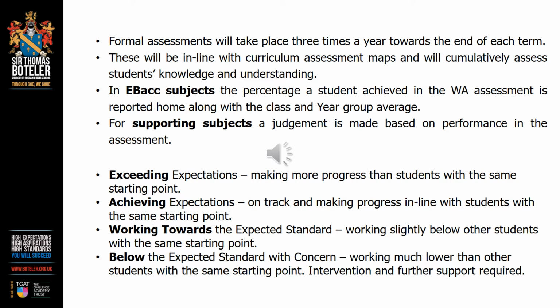One judgment might be exceeding, where students are exceeding expectations, making more progress than students with the same starting point. Another judgment may be achieving, where a child is achieving expectations, meaning they are on track and making progress in line with students with the same starting point. Another judgment is working towards, and that's where a student is working towards the expected standard, where they're working slightly below other students with the same starting point.